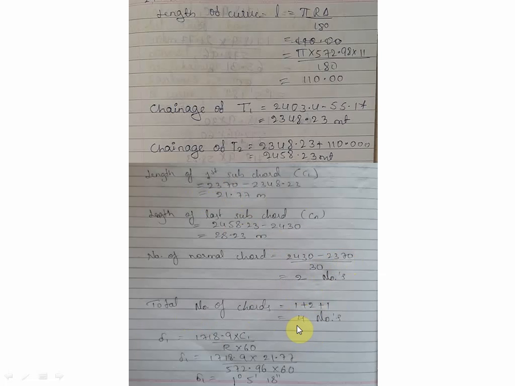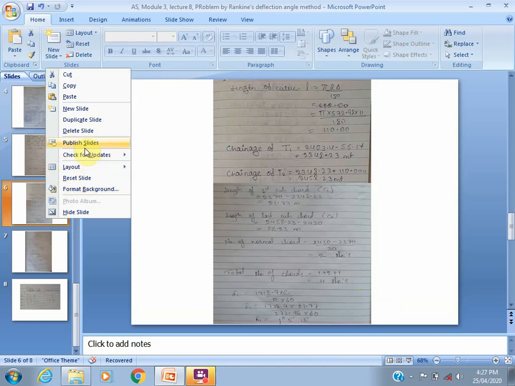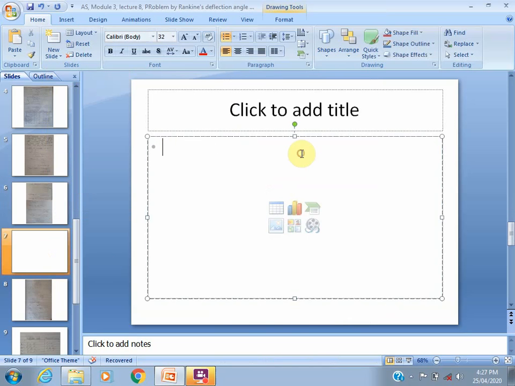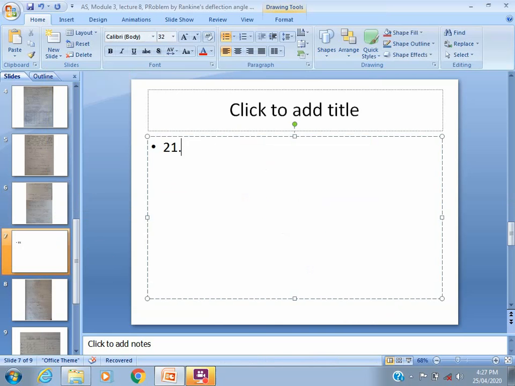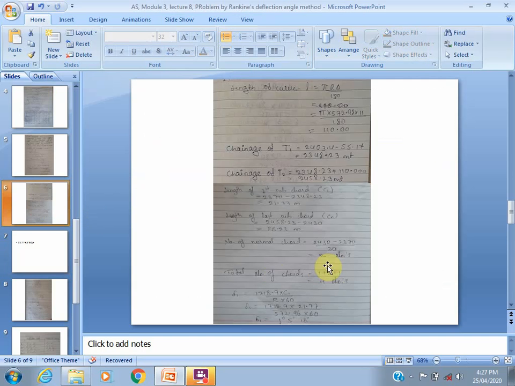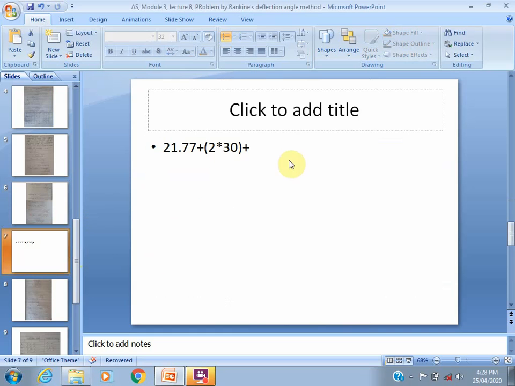As a check, I will tell you once again. See here, the length of first subchord 21.77, plus number of intermediate chords 3 into length of intermediate normal chord 30, plus length of last subchord 28.23.